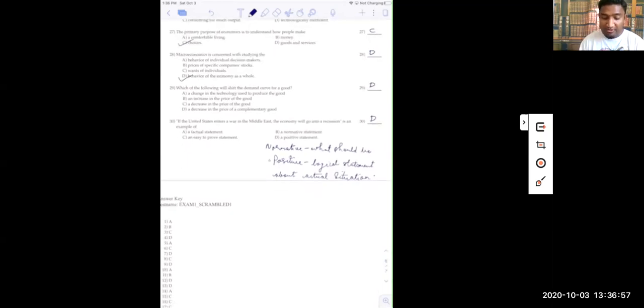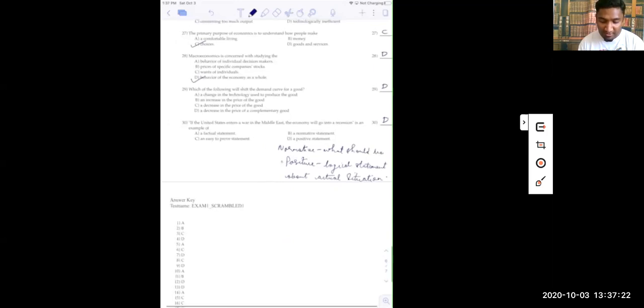Which of the following will shift the demand curve for a good? So there was one question about complementary goods. So the same answer: when the price of the complementary good decreases, then at each individual price, we'll have more quantity demanded of our actual good. So this will cause a shift in the demand curve. So the answer is D.